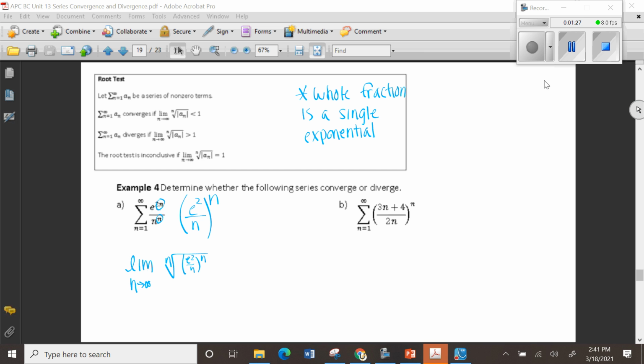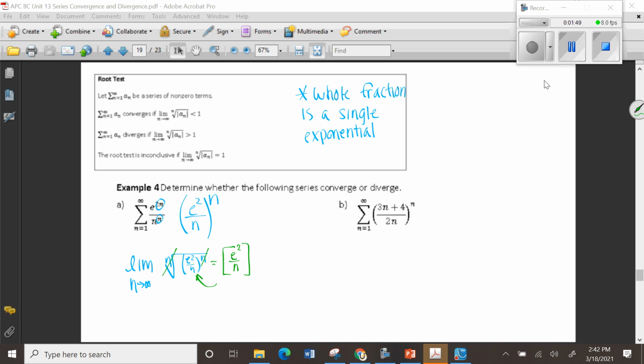Because what that's going to do is it's really just canceling that exponent. And we're just saying, well, what's going on with that fraction? What is that fraction doing? That's the piece that's going to matter. So we're really just identifying what's going on with e squared over n, that limit as n goes to infinity.